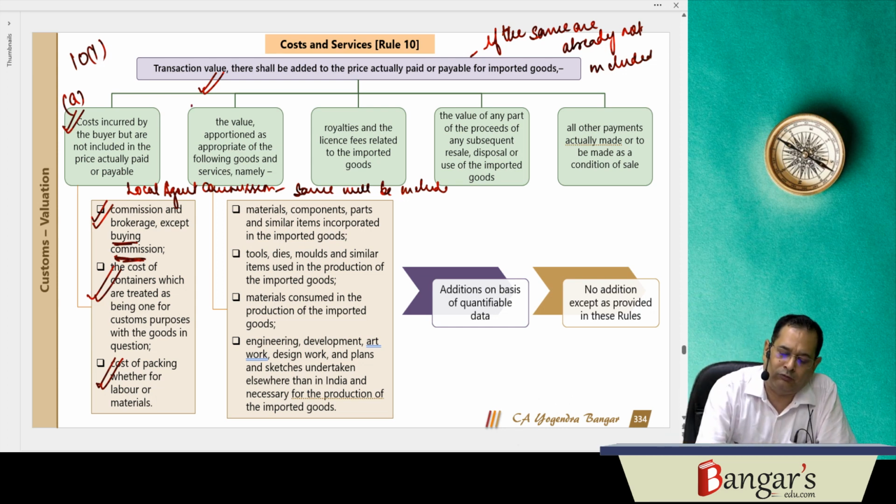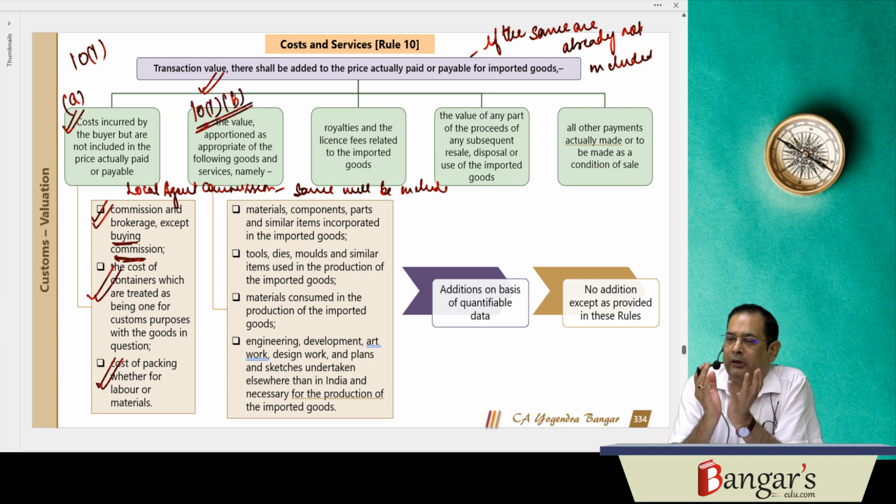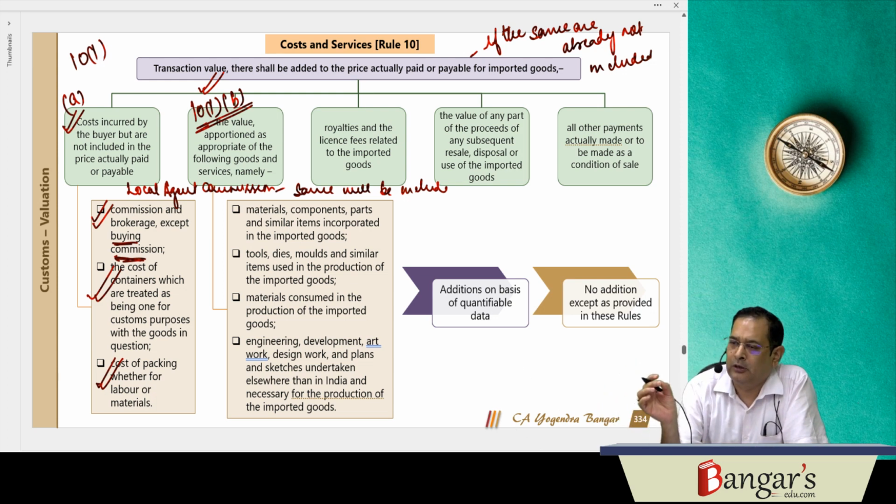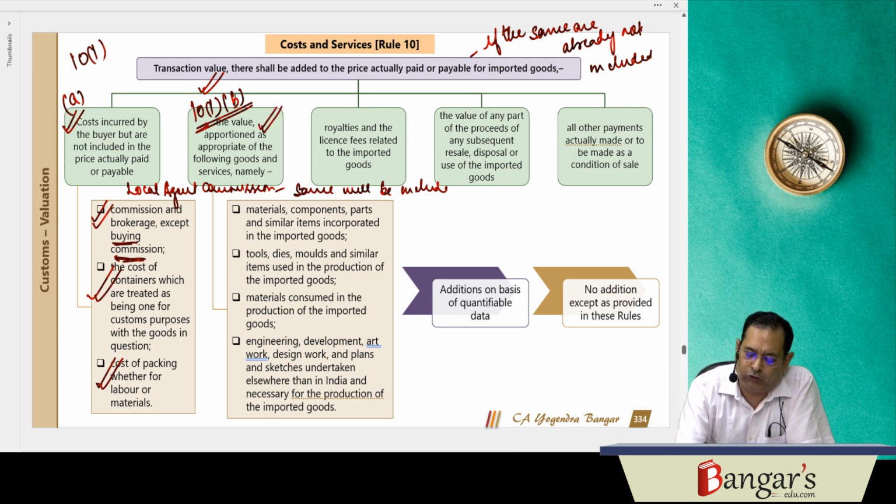Then 10.1b, what is it dealing with? If any materials have been supplied by the importer, free of charge or at a reduced cost, for use in connection with production and export of the goods. So the importer has provided the materials to the exporter who is using the material in the imported goods. Then the value of the material so given will be added. That is the value apportioned of the following goods and services. These have been provided by the importer.